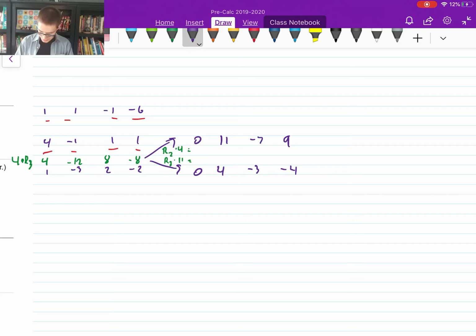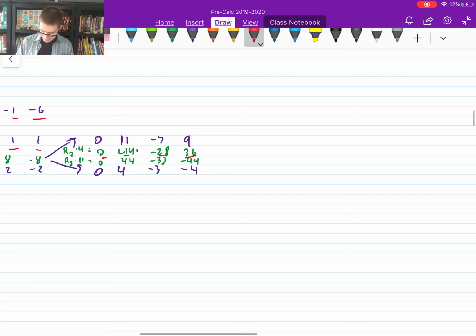Equals 0, 44. Actually, this should be green. Okay, so 0, 44, and then negative 28 and 36. And then down here we've got 0, 44, and then negative 33 and negative 44. Then we subtract them from each other. That gives us, we'll put that down below.